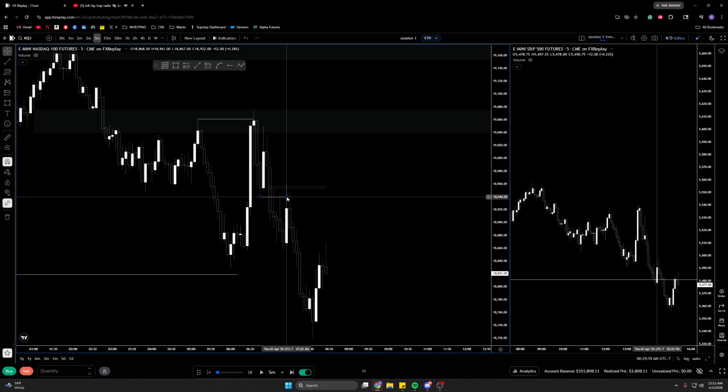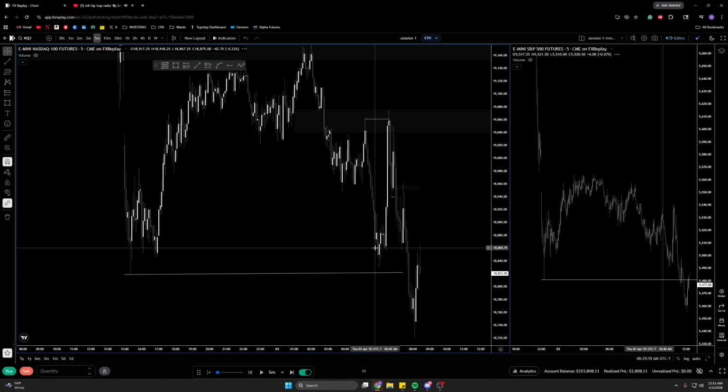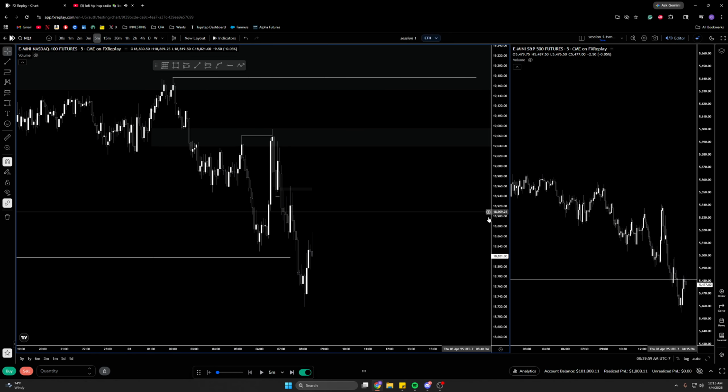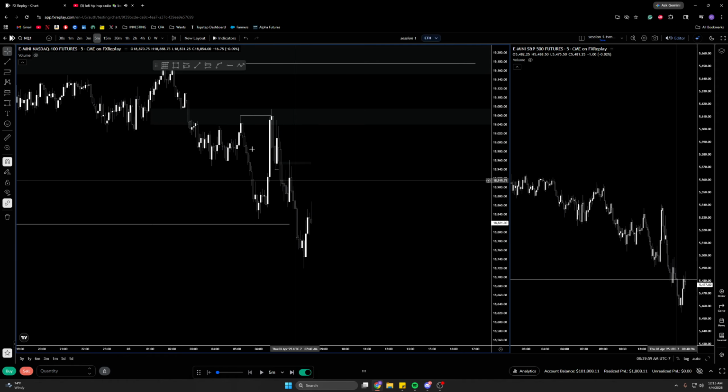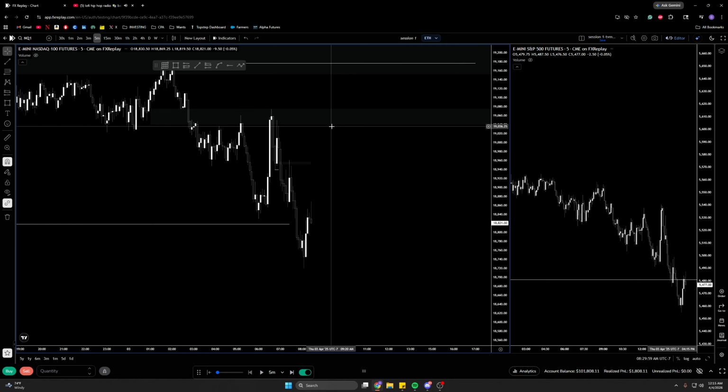Kind of respected it after, with this break of structure into this low on the higher time frame. So this is sick. I like this. I like this trade a lot. What time is it? It is currently 8:25. We could maybe find another trade.